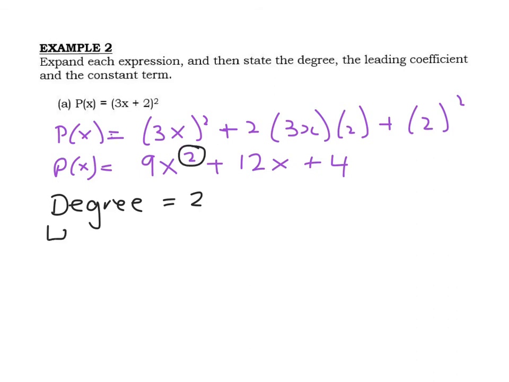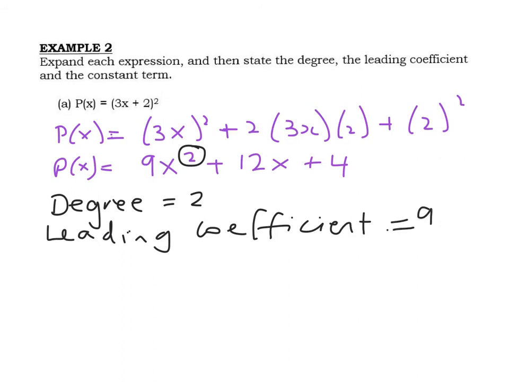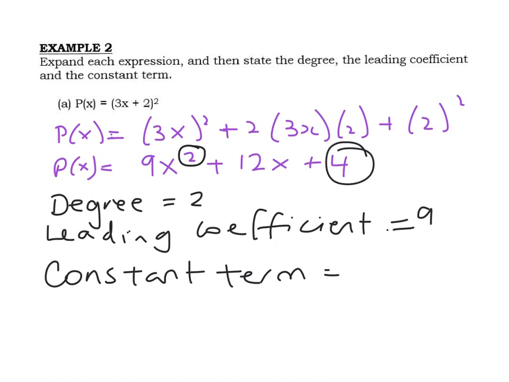The leading coefficient is the coefficient of the x squared term, which is just 9. And the constant term is the term without any x's. So that's the term at the end here, the 4.